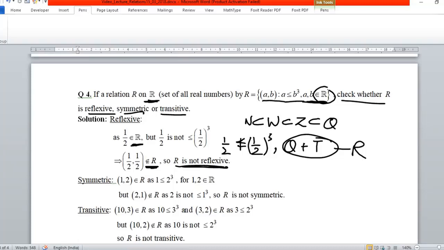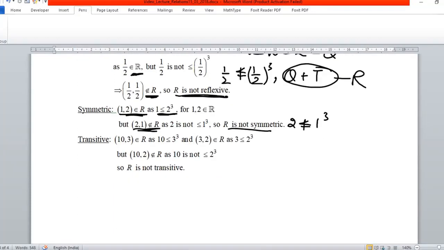For the symmetric part, as (1,2) belongs to R, as we can easily check that 1 is less than or equal to 8, or 2 cube, for (1,2) belonging to the set of real numbers, but (2,1) does not belong to R, as 2 is not less than or equal to 1 cube. So R is again not symmetric in nature for this definition of R.